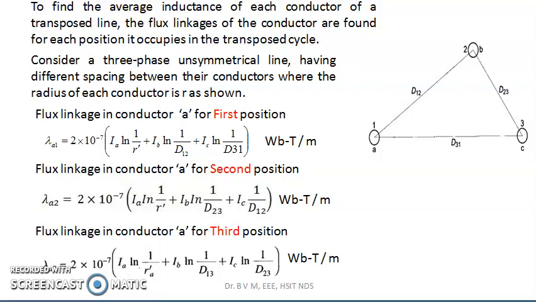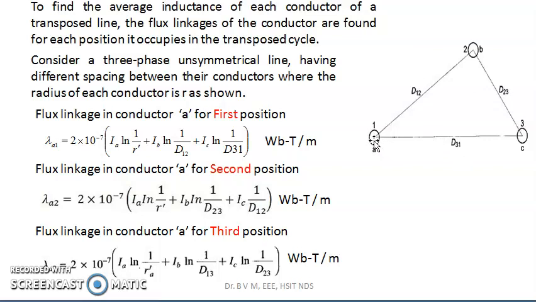Hello friends, in this video lecture we shall calculate the inductance of a three-phase transmission line which is unsymmetrically spaced. Unsymmetrically spaced in the sense that the distances between the three phases are not the same.